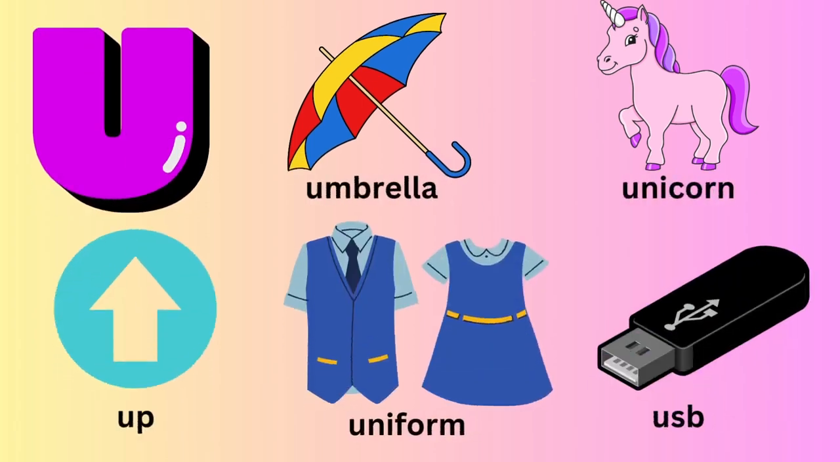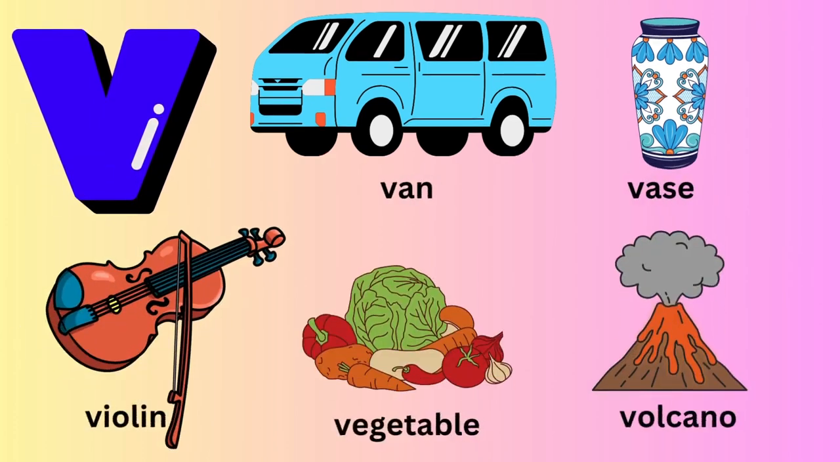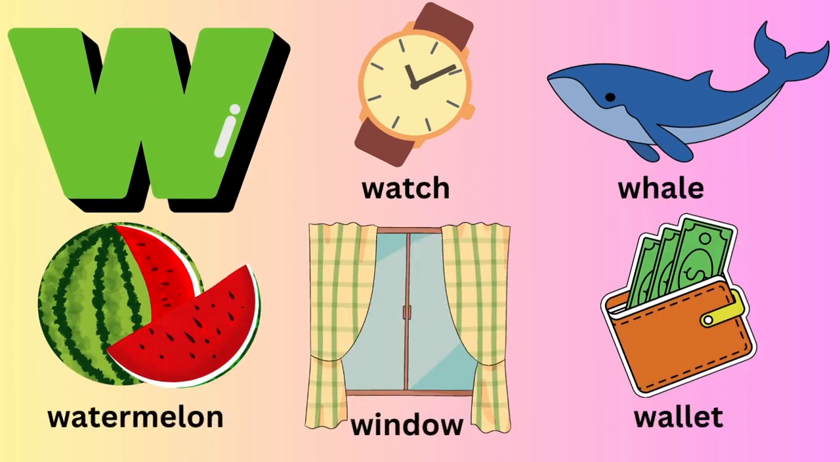U is for umbrella, unicorn, up, uniform, USB. V is for van, vase, violin, vegetable, volcano. W is for watch, well, watermelon, window, wallet.